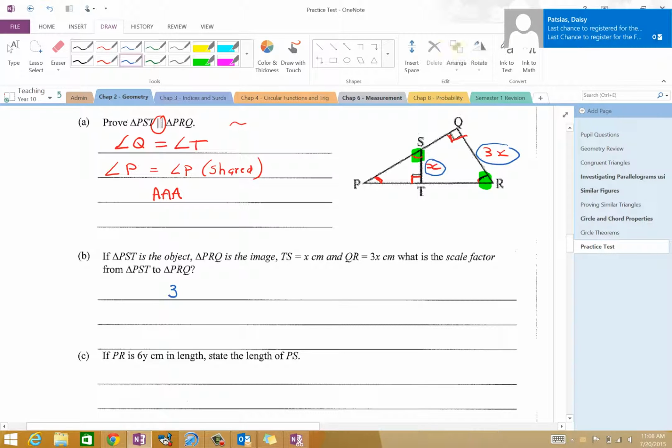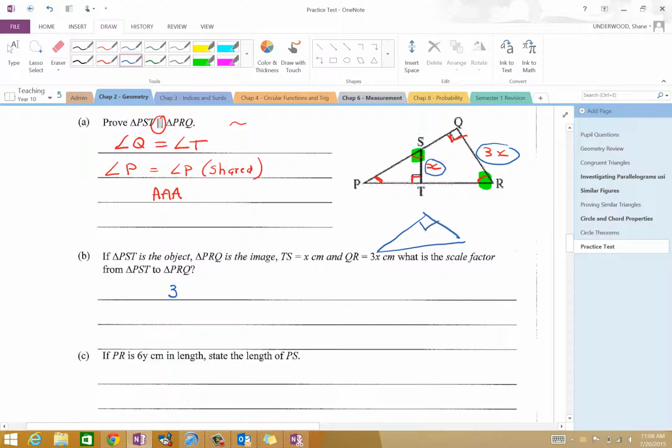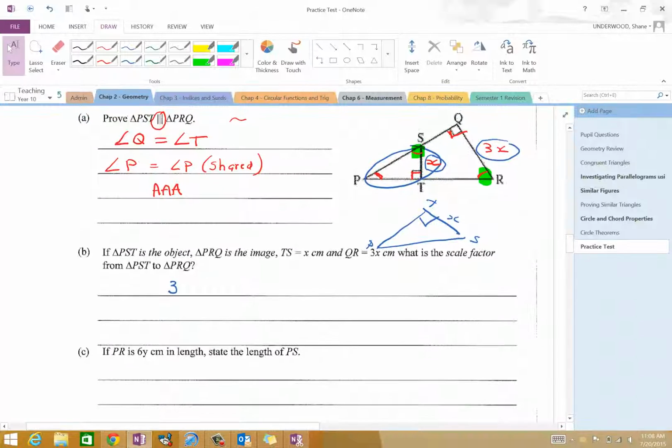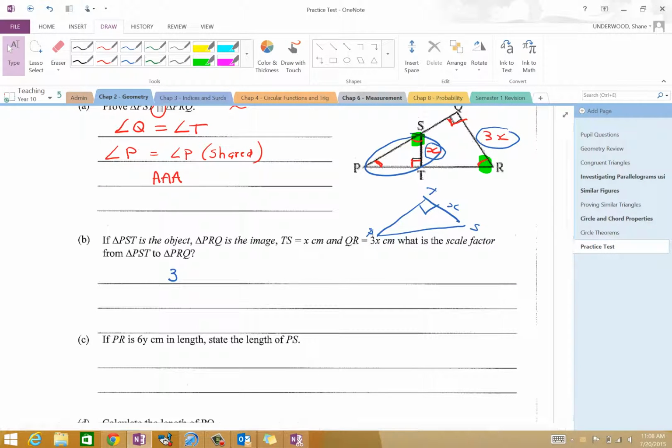Okay, now the way you need to see it is we've got that triangle. This triangle has to be flipped around this way, if you like. And you can see that angle there is X. We've flipped that around, and then that is going to be S, that's going to be T, and that's going to be P. All right, if PR is 6Y centimetres in length, then state the length of PS.